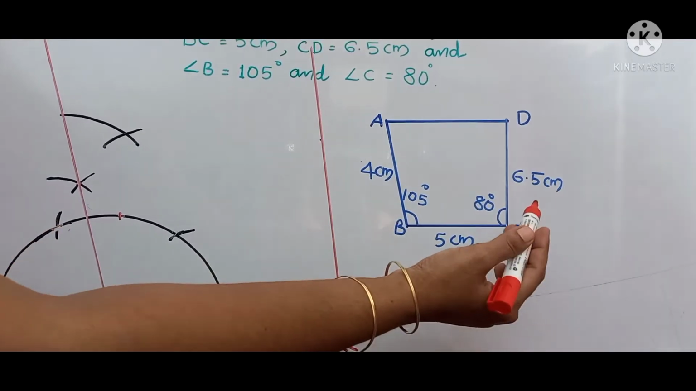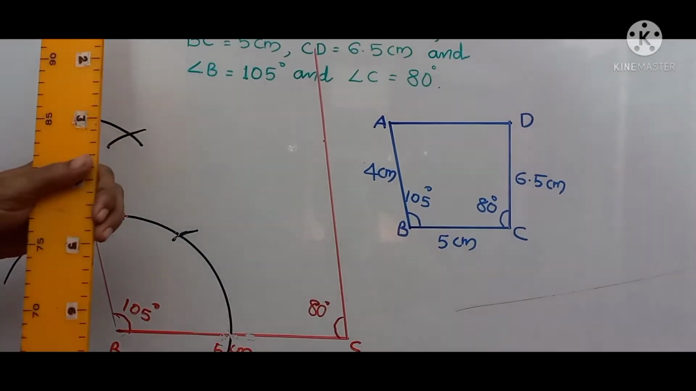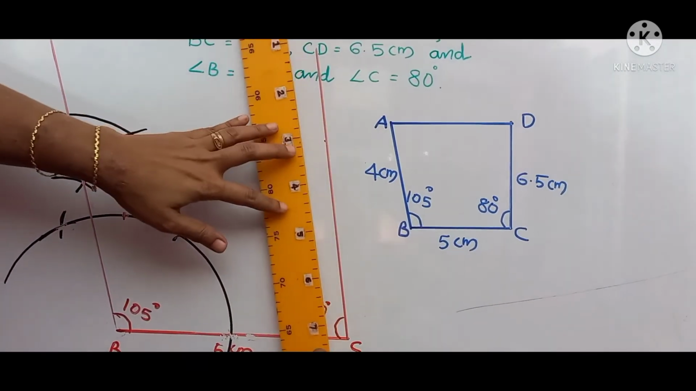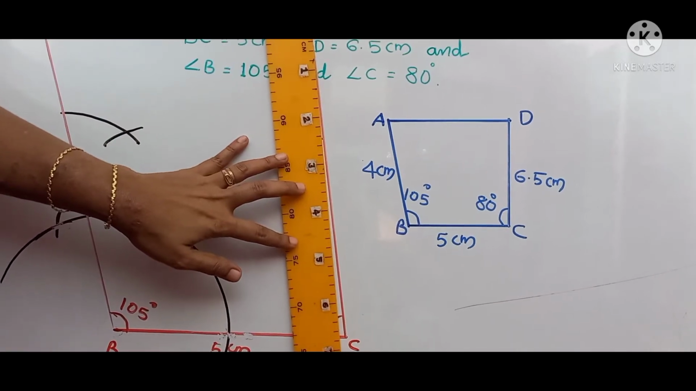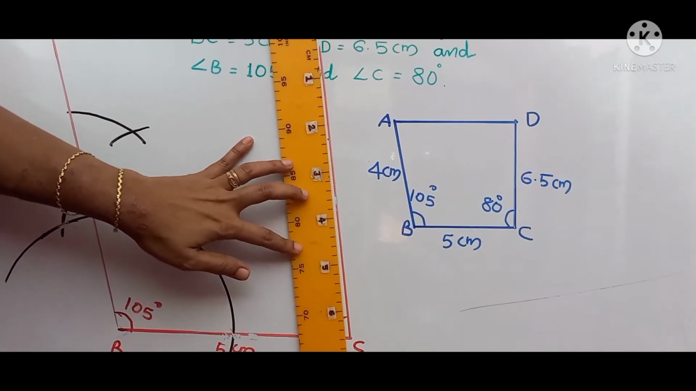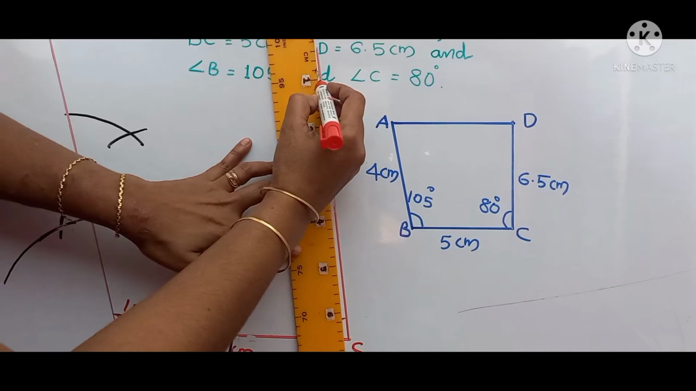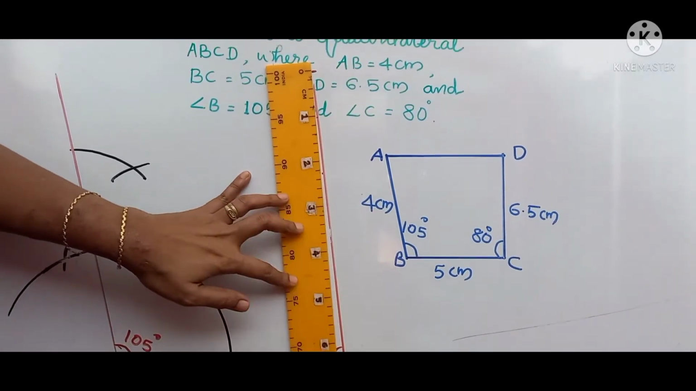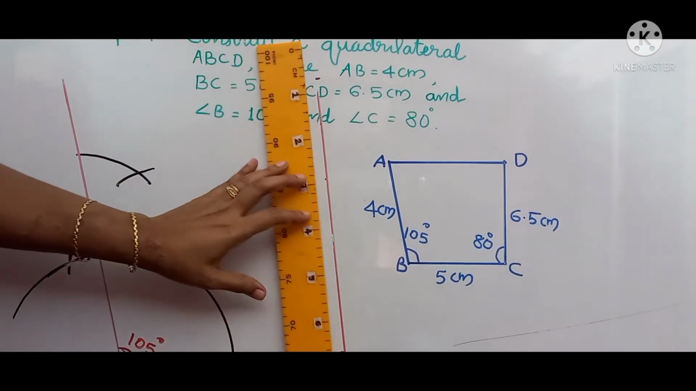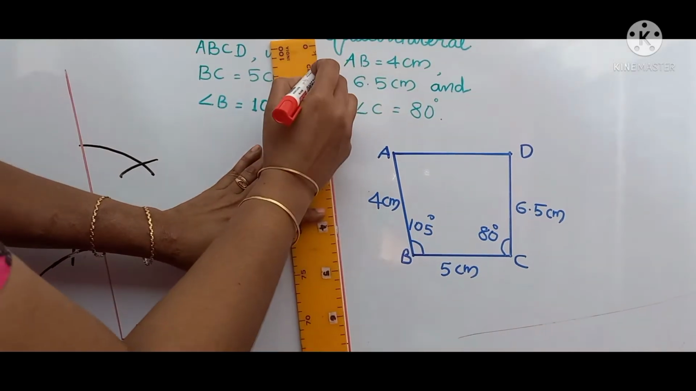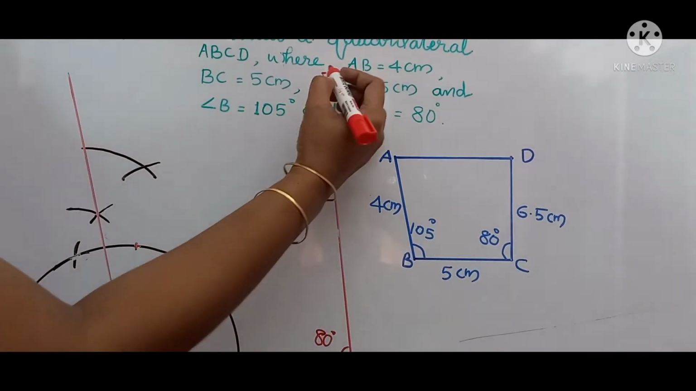Then again look at the rough sketch. CD is equal to 6.5 centimeter. By using a ruler we can measure that 6.5 centimeter and mark it on this line. Here it is, 6.5 centimeter, and this is the point D.